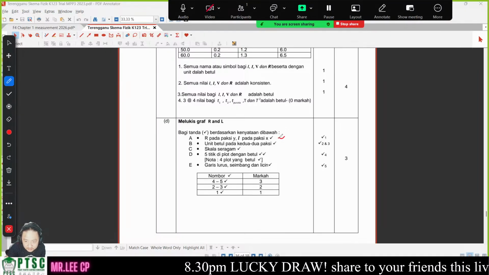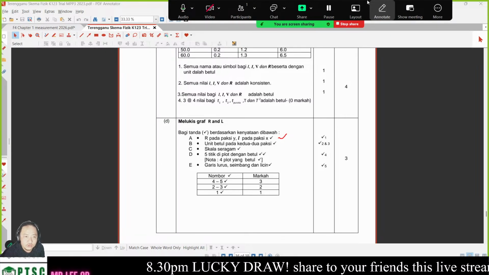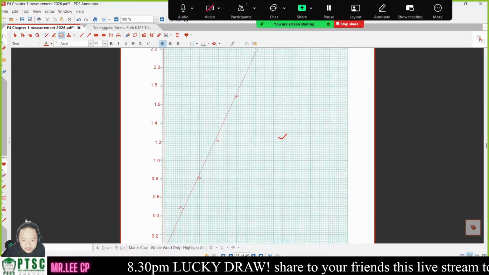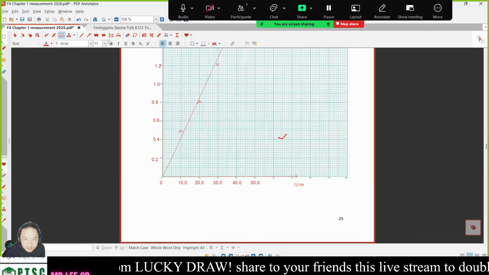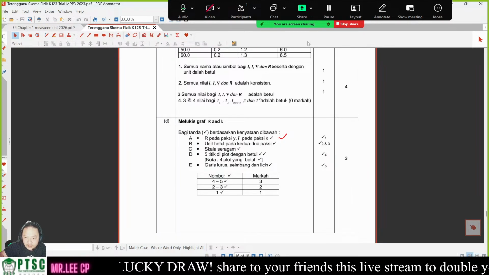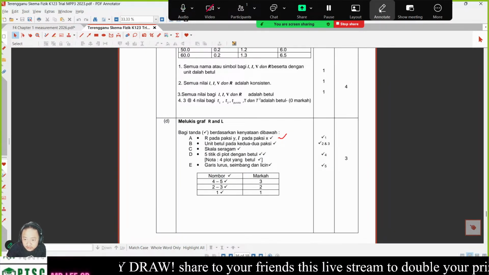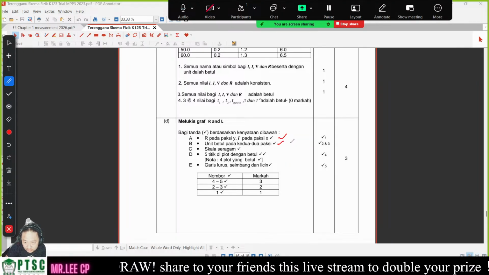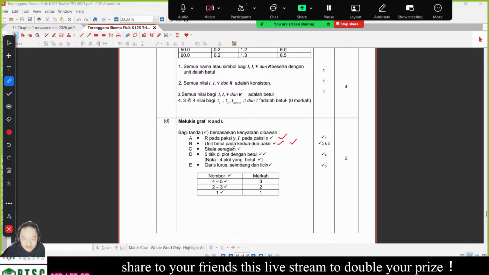One tick. And then unit pada kedua-dua paksi. Do I have the unit? So the unit here, second square betul. This one cm betul. So yes. Kedua-dua paksi two tick, 2 and 3. Okay, so I need to have 2 and 3. Two tick.